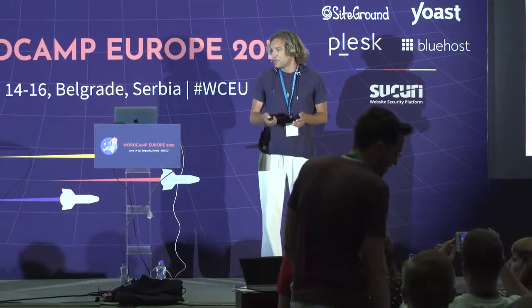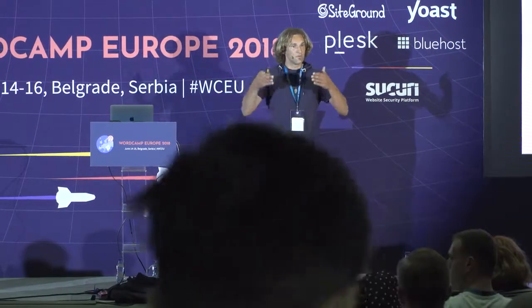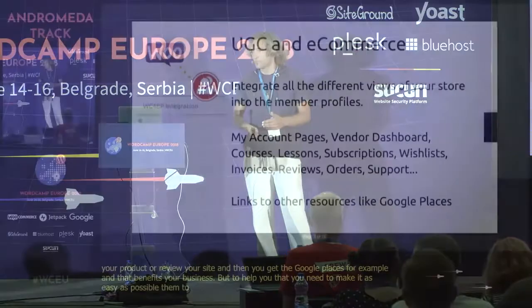This can also be, for example, product reviews from Google Places. When you create a nice profile where they find all these parts of the user-generated content, you can make them review your product or review your site. Then you get the stars on Google Places, for example, and that will benefit your business. But to have that, you need to make it as easy as possible for them to find that and to call them to this action.